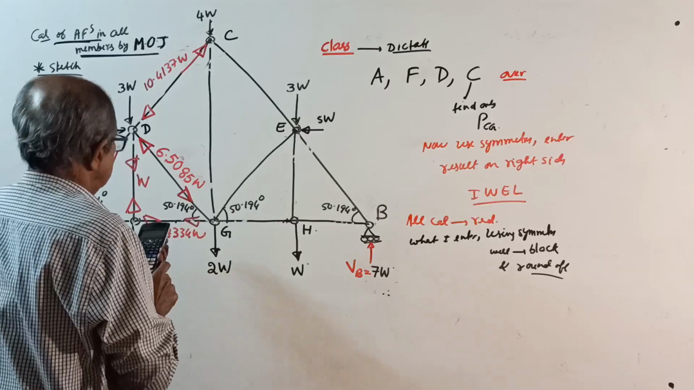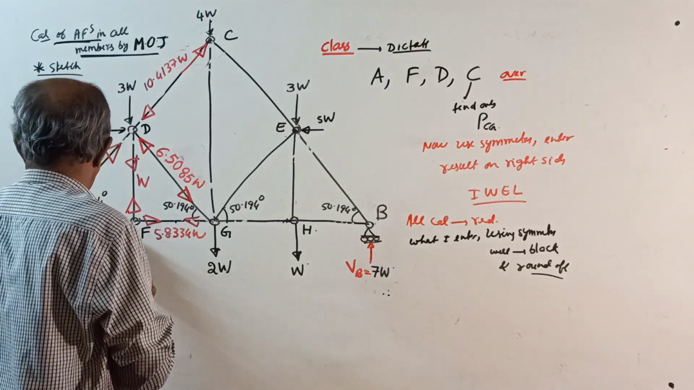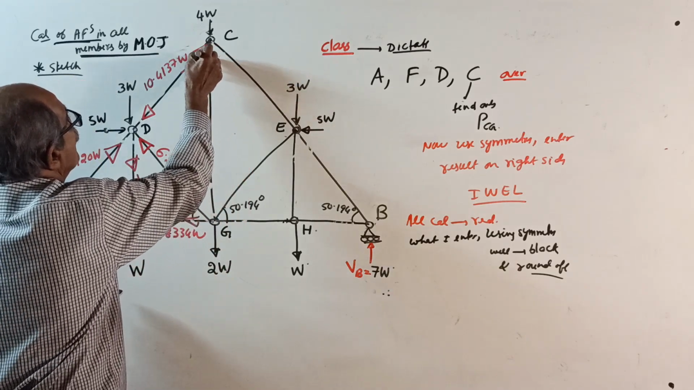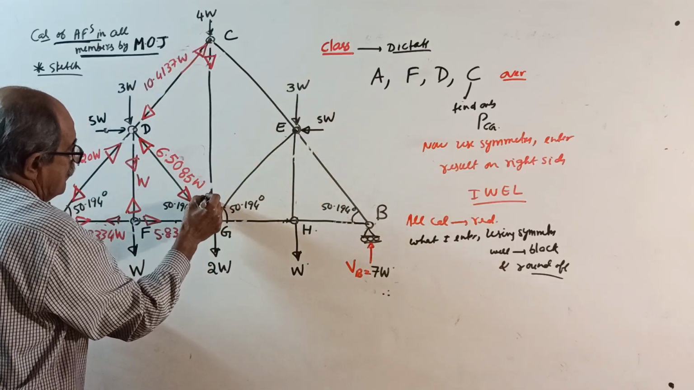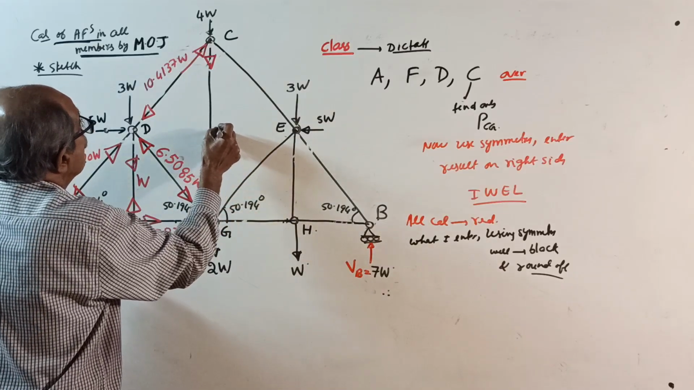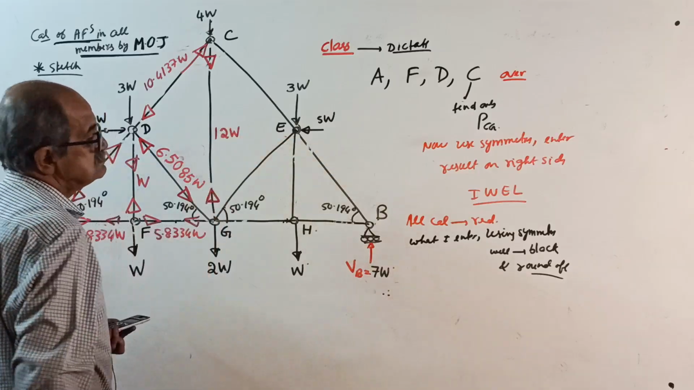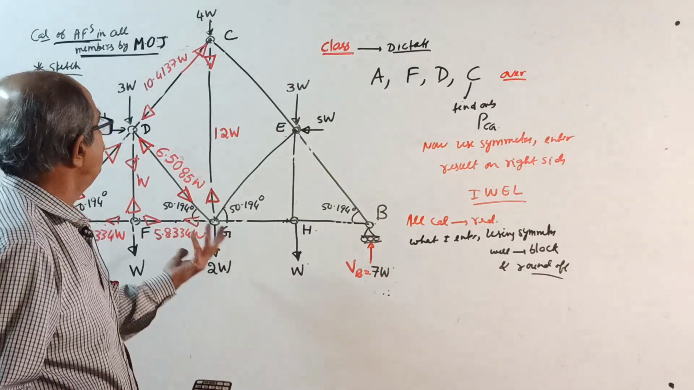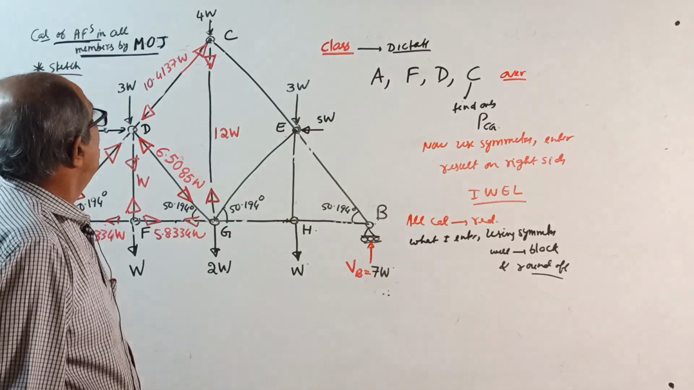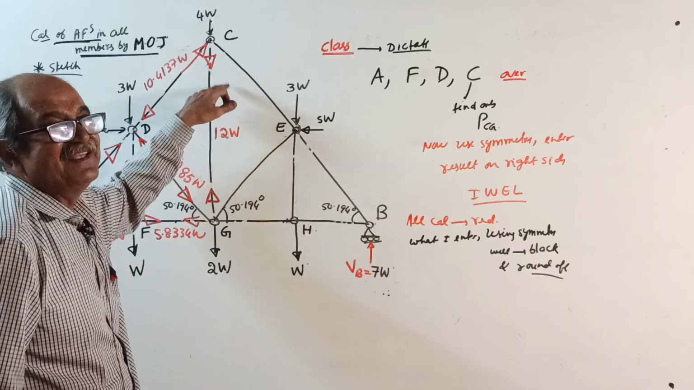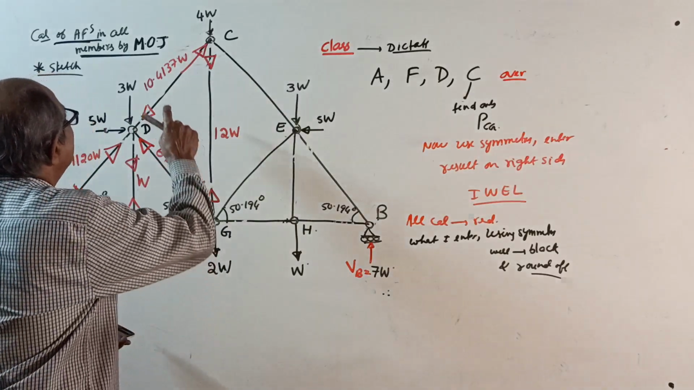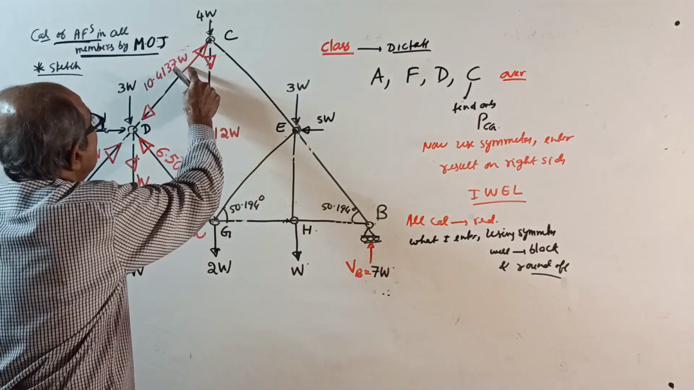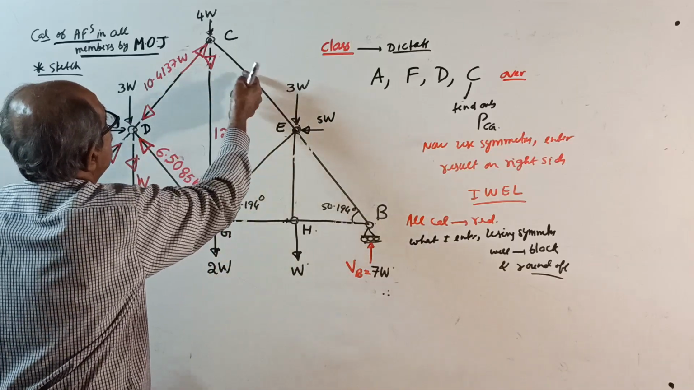Only one member required. 12W. That's all. Over. See what is there. If you want, I will tell you what I have done. See, very simple. Just for joke, 10.4137W into sine of this angle into 2. This is also the same answer.